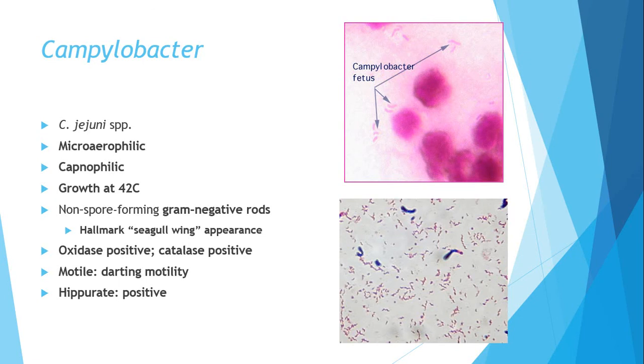Hallmark morphology here, definitely know this, is that seagull wing appearance. Looks like little seagulls. Here we go, here's a good one. Almost like a spirochete, almost, but they're not. So seagull wings, gram-negative rods. Oxidase positive, catalase positive, definitely know that. You might hear darting motility if you look at it under a wet prep, but people don't usually do that anymore. And then it's hippurate positive. Okay.